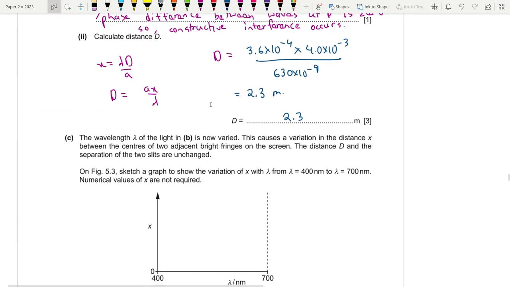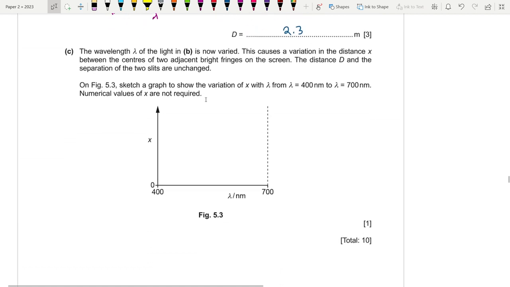Okay, next one. The wavelength lambda of the light is now varied. This causes a variation in the distance x between the centers of the two adjacent bright fringes on the screen. The distance d and the separation of the two slits are unchanged. So x is equal to lambda d by a. We want to find out the variation between x and lambda given that the distance d and separation are unchanged. So these are unchanged, they're constants basically.